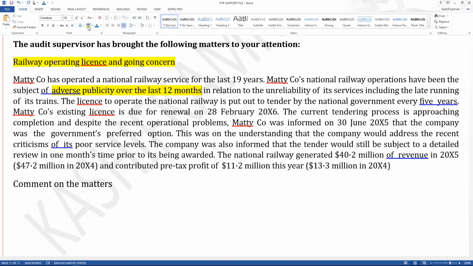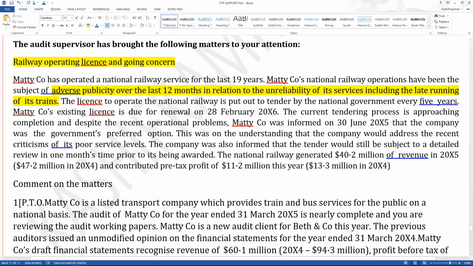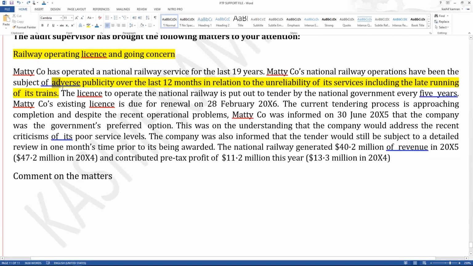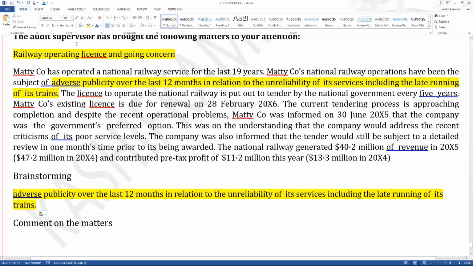So adverse publicity over the last 12 months in relation to unreliability of its services, including the late running of the train. So that's becoming my first issue. Let me copy that first issue before I see how to comment on this. Let's write it here, brainstorming. And in the brainstorming, this becomes my first issue, adverse publicity.